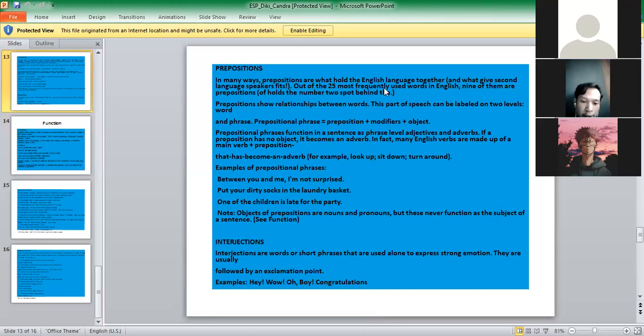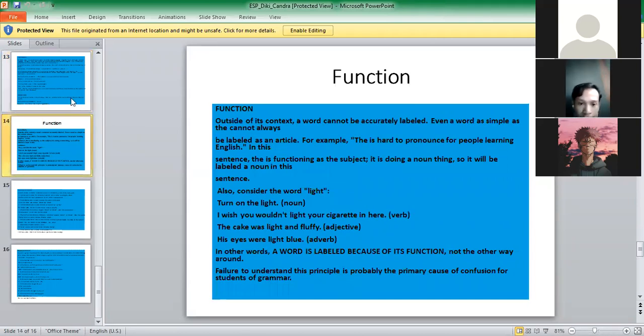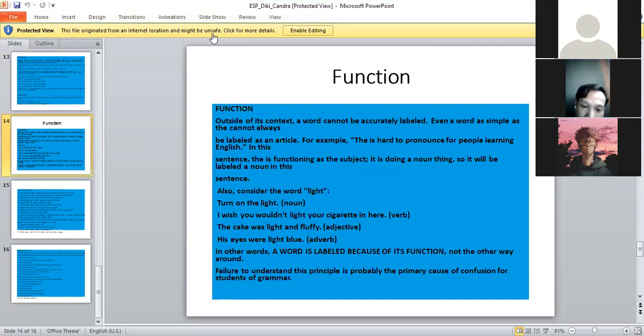And then interjections are words or short phrases that are used alone to express strong emotion. They are usually followed by an exclamation point. Examples: hey, wow, oh boy, congratulations. Any questions about labels? Enough, sir. Okay. Next, function.